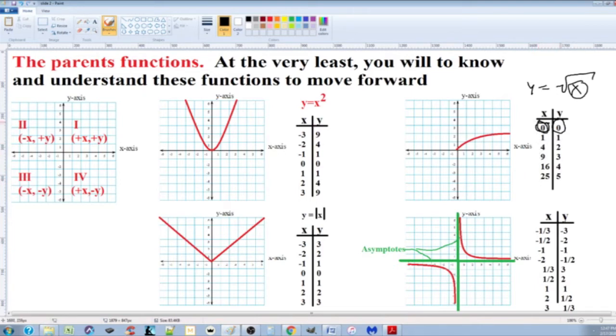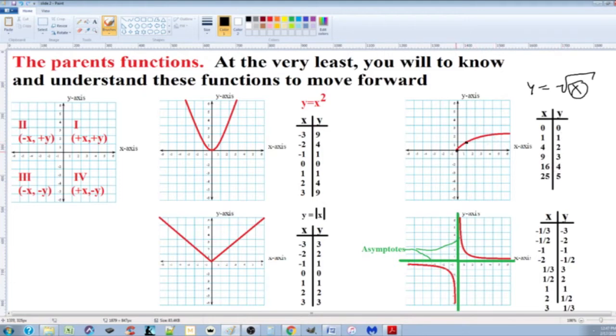So the square root of 0 is, of course, 0. The square root of 1 is, of course, 1. The square root of x value of 4 makes y value 2. And the square root of 9 is 3. Square root of 16 is 4. Square root of 25 is 5. These are my basic numbers, and I should know how to plot them on my graph.